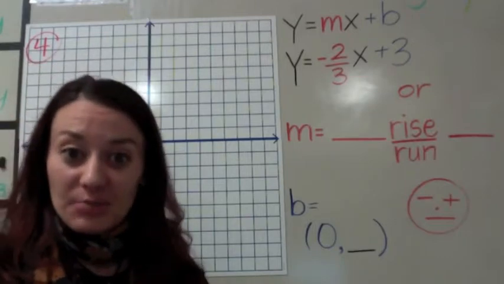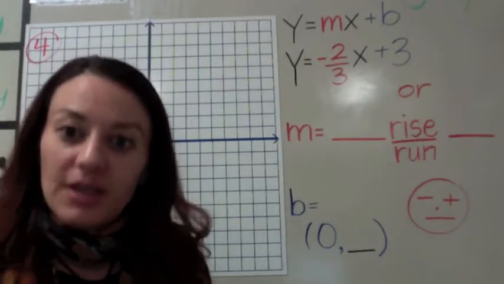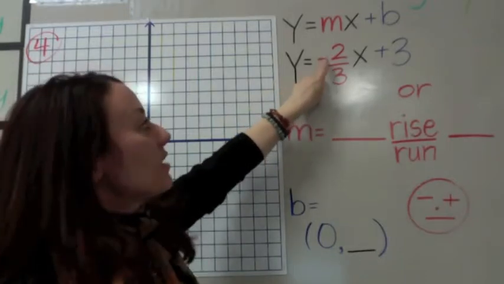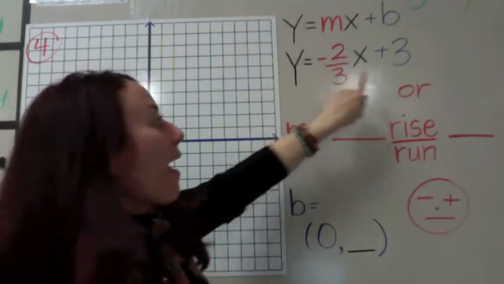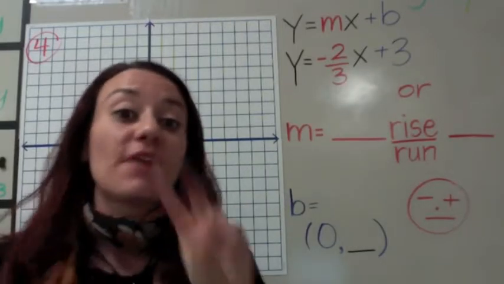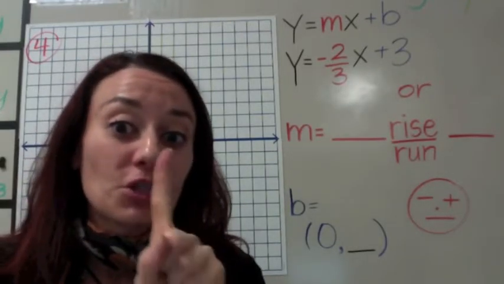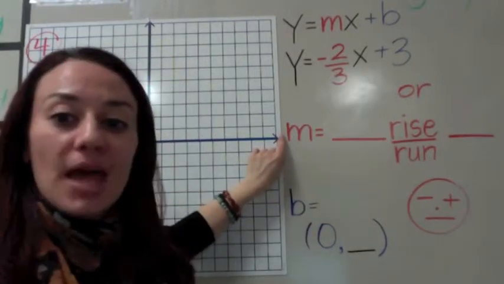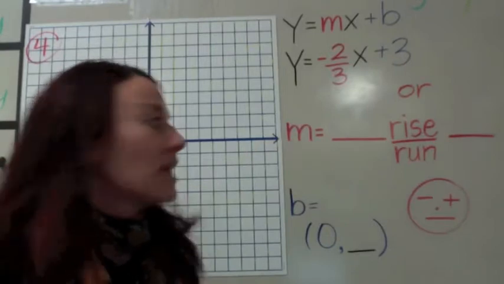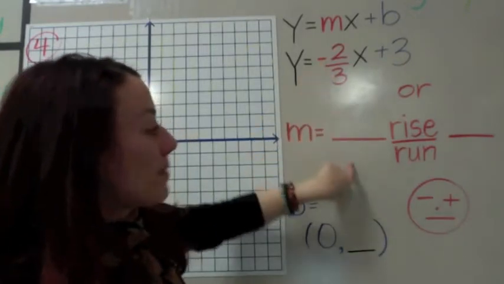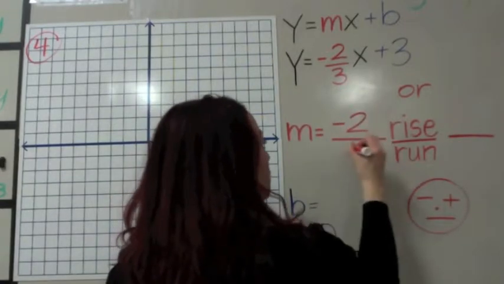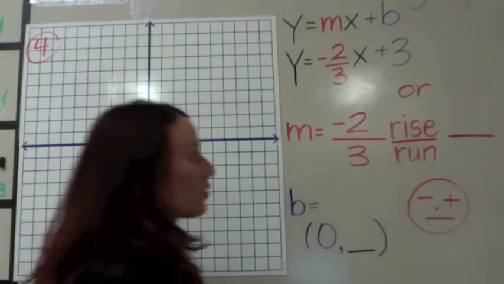Let's read the last example together. Read this linear equation. It says y equals -2/3 x plus 3. So we know we need to find 2 things. The first thing we're going to find is m, the slope. What is the slope? It says -2 at the top and then 3 at the bottom. So we're going to rise down 2 and run over +3.